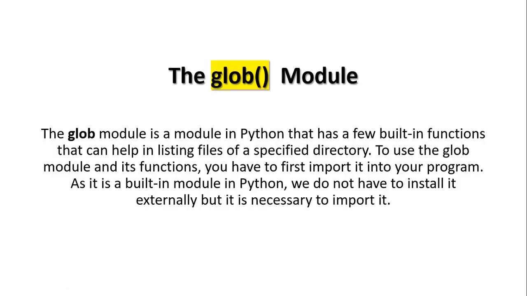So the name of the next module that will help us to list the files of a directory is glob. It is a module in Python that has built-in methods that can help you to list files of a specified directory. To use the glob module and its functions, you once again have to first import it into your program. As it is a built-in module in Python, you do not have to install it externally, but it is necessary to import it. So let's have a look at the glob module and its methods that will help us to list the files in a directory.